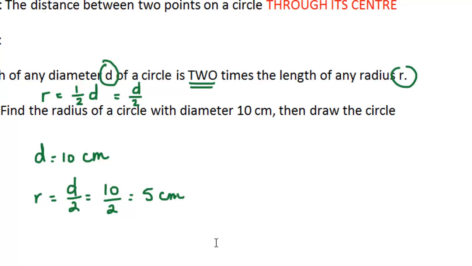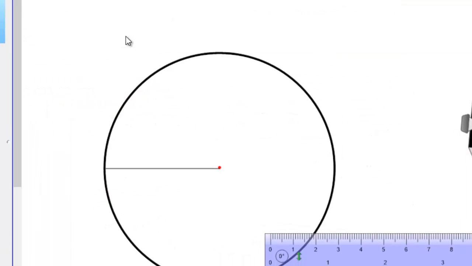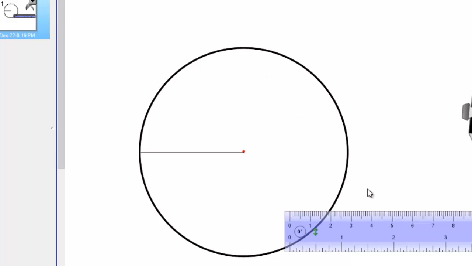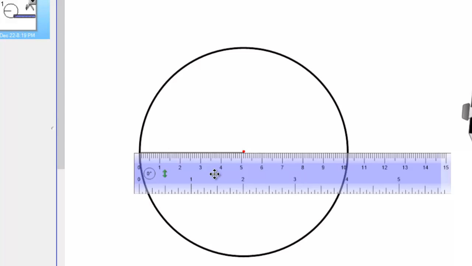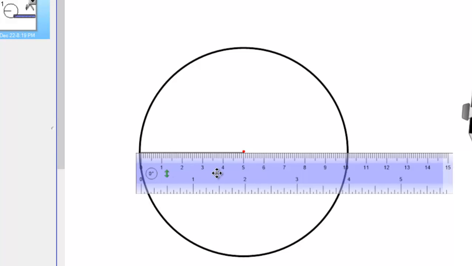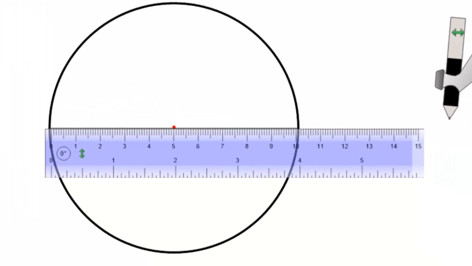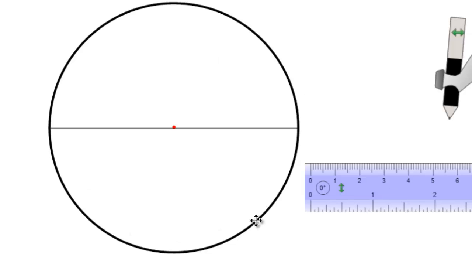Let's check if this circle has a diameter of 10 centimeter. So I can bring the ruler, make sure that it's passing through two points on the circumference and passing through the center. Now if my drawing is correct, I will have a line of 10 centimeter this way. So from 0 to 10, this is my diameter. That means I did a good circle of 10 centimeter diameter and 5 centimeter radius.